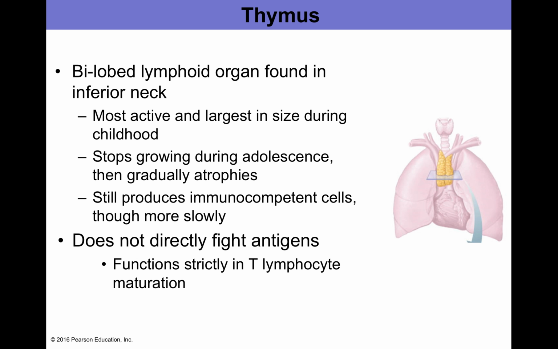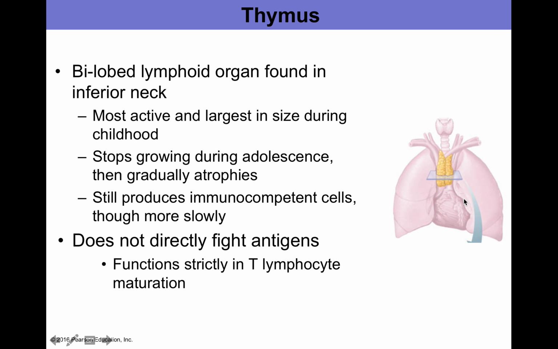Thymus is technically part of your primary organ system, or primary lymphoid organs. It is considered to be a bilobed structure, and you can see it here. You have two separate lobes. It sits on the superior region of the heart.